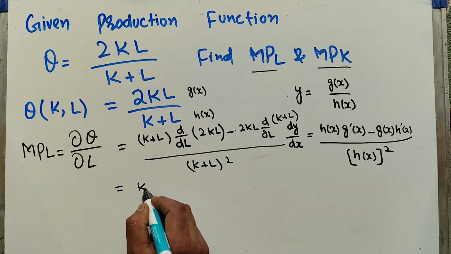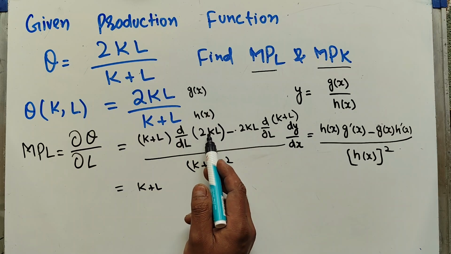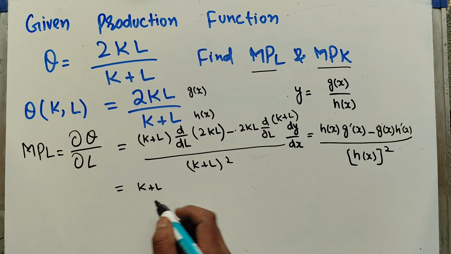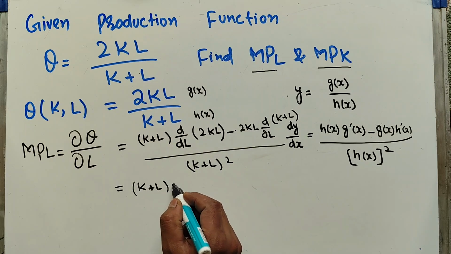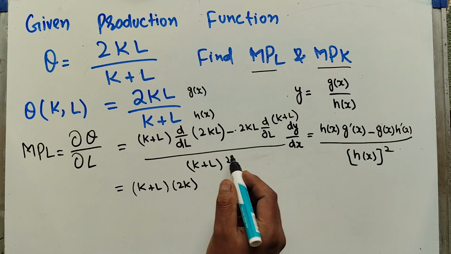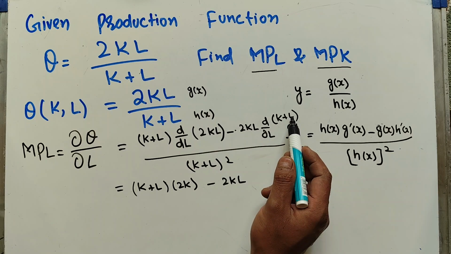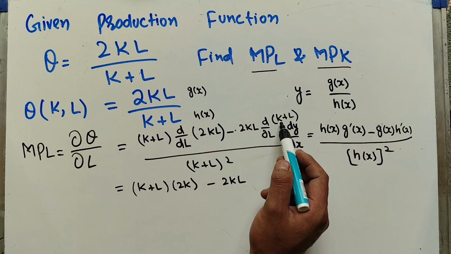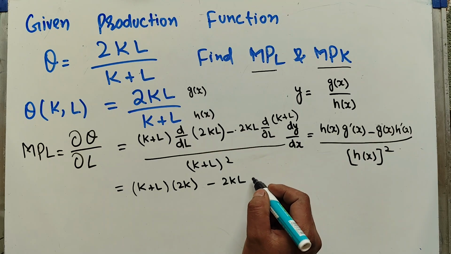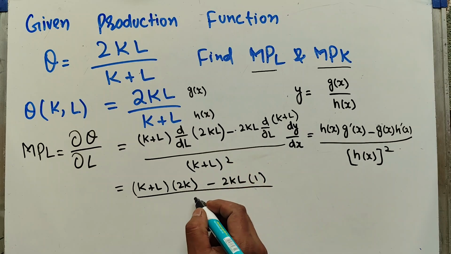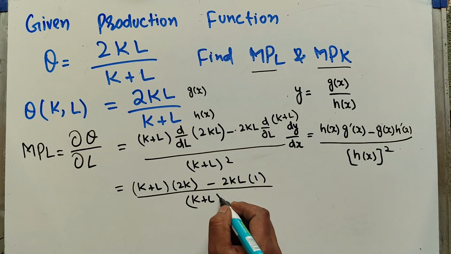It will be equal to (K+L) times the derivative of 2KL with respect to L. The derivative of L is 1, so we are left with 2K. Then we have minus 2KL, and the derivative of L will be 1 and the derivative of K will be 0, since we are taking partials here. So we are left with 1, divided by (K+L) whole squared.